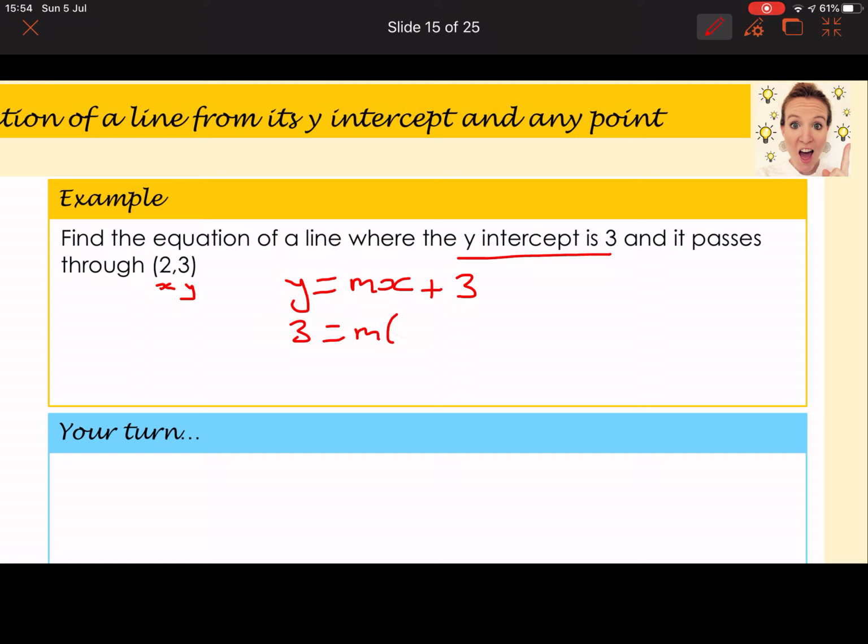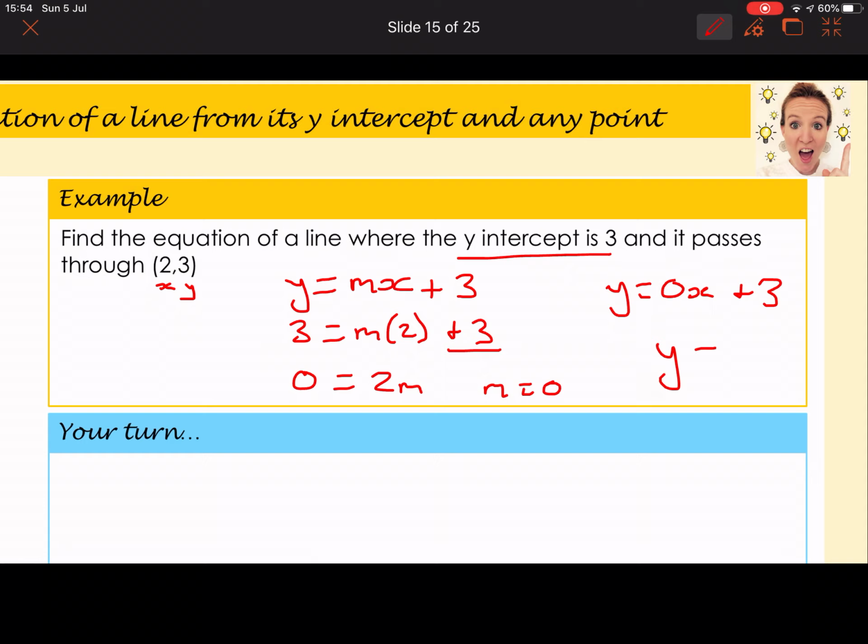So let's put those in. 3 equals m lots of 2 plus 3. Now you've got to do some rearranging. Take away 3 from both sides. 0 equals, we could write that as 2m rather than m lots of 2. So divide 0 by 2, we get 0. That means m must be 0. Well, if your gradient is 0, we get 0 lots of x plus 3, but 0 lots of x would just be 0. So my equation would just be y equals 3.